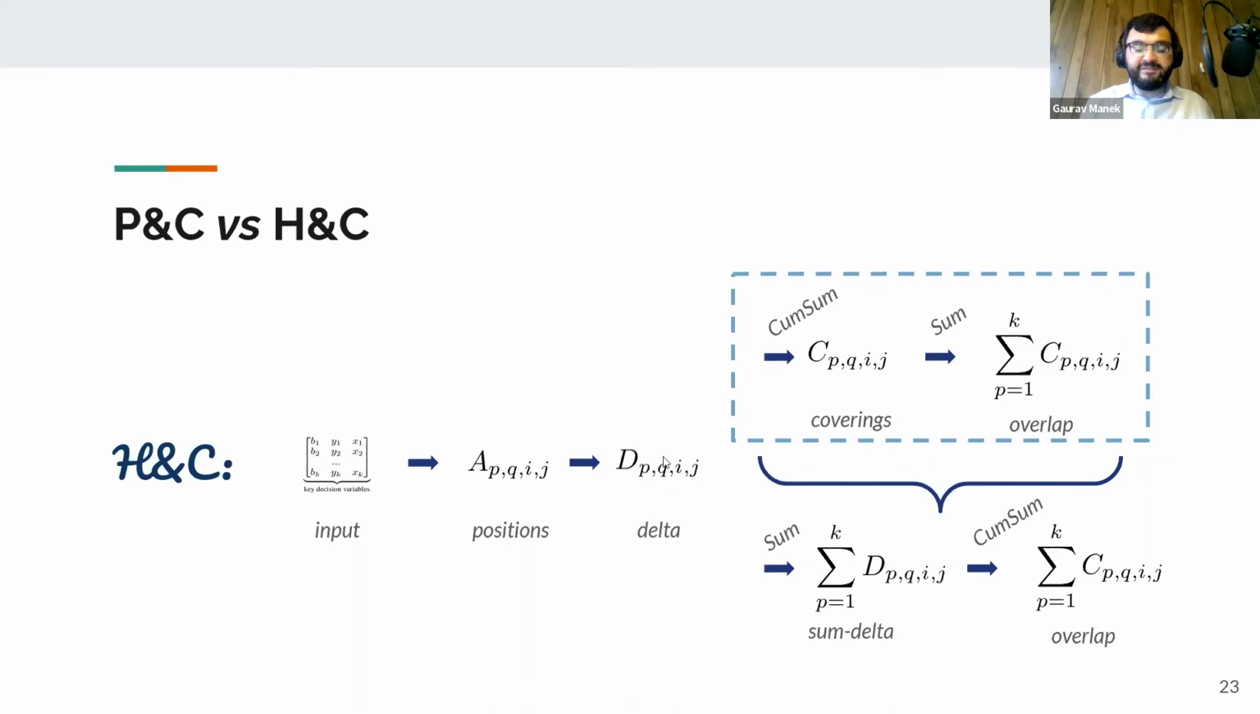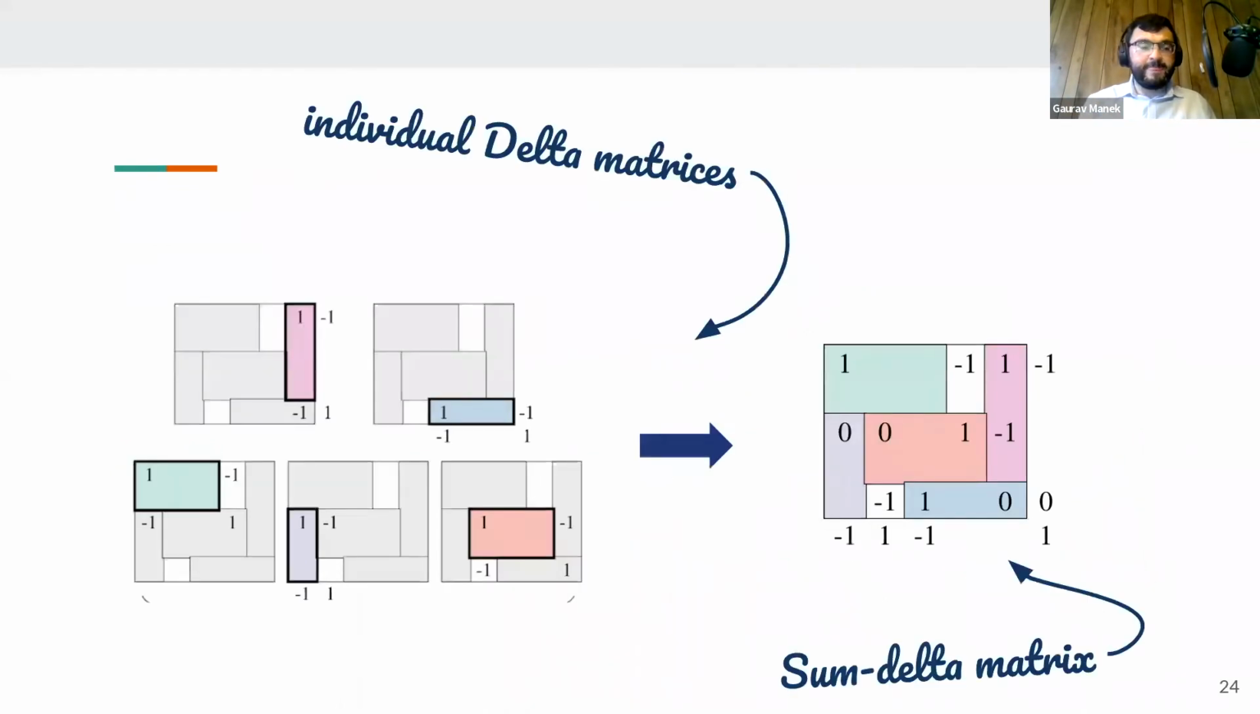So once again, if you were to think of the way we've talked about it so far, we'd start from the delta matrix. We'd first perform the cumulative sum operation to get a coverings matrix, and then take the sum over all objects to get the overlap matrix. Instead, we can switch the order of these two operations and go from a delta matrix to what we're calling a sum delta matrix, and then the cumulative operation to get the overlap matrix. And by doing so, we avoid having to specify one constraint for each potential from and to cell in the coverings matrix.